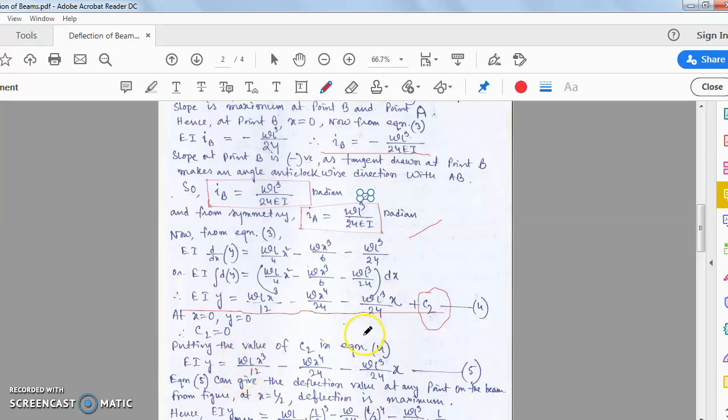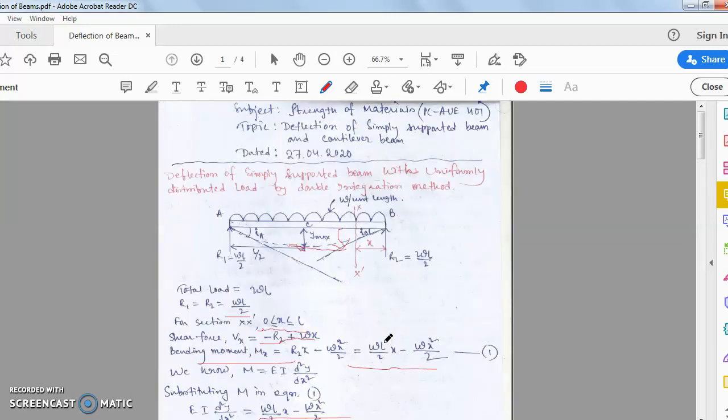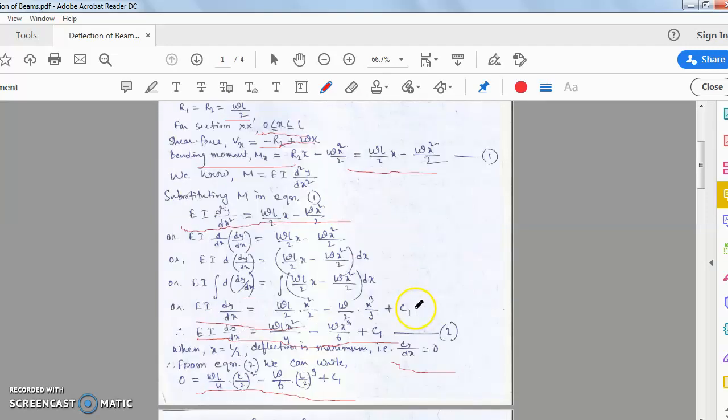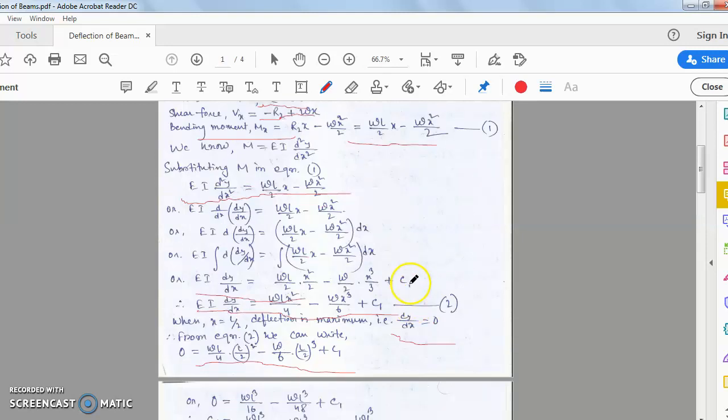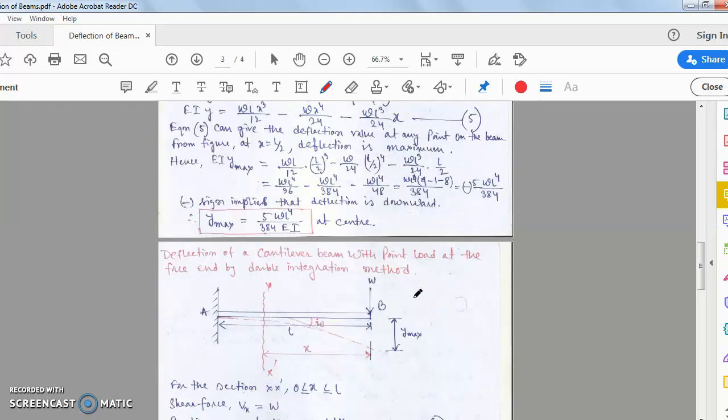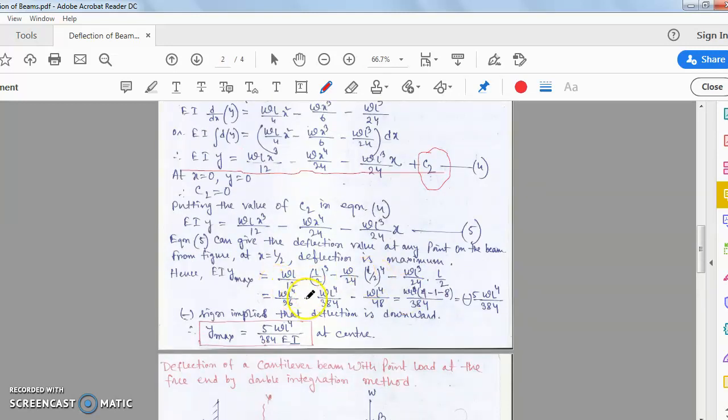So what is the boundary condition? We know at the point x equal to 0, y equal to 0, because there is no deflection at point A and point B. So from this boundary condition we can find the value of C2. C2 comes to 0. So put the value of C2 in equation 4, and we will get the value of EI y equal to this expression, equation 5.